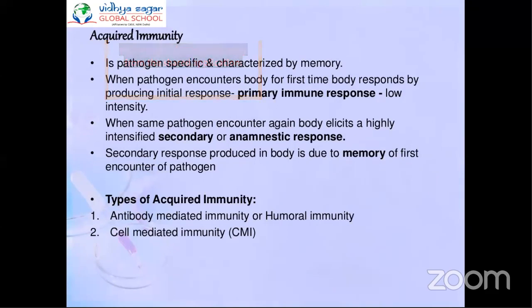One is antibody mediated immunity or humoral immunity, which we can call AMI. AMI means antibody mediated immunity or humoral immunity. Another one is cell mediated immunity, which is called CMI.